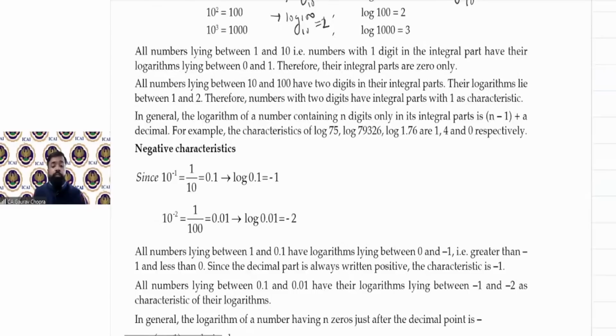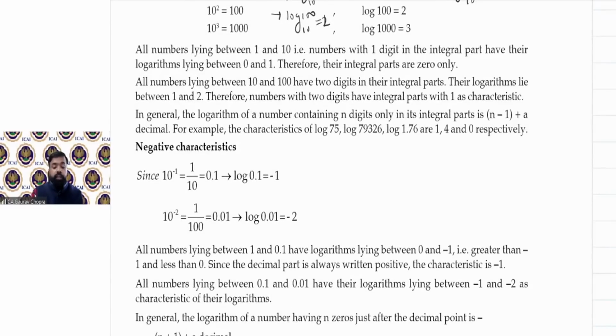Now, if the power is negative, then how will we write them? Let's say the power is negative, 10 to the power of minus 1. So what is the result? It is 1 upon 10, or you can say 0.1. So if you want to write this in logarithmic form, it can be written as log of 0.1 base 10 is equal to minus 1.